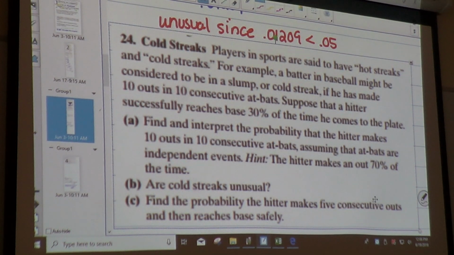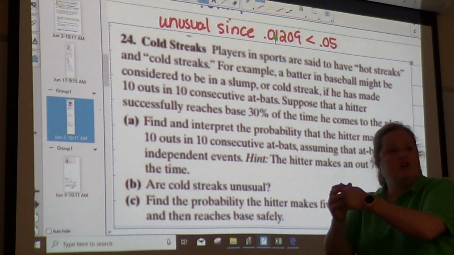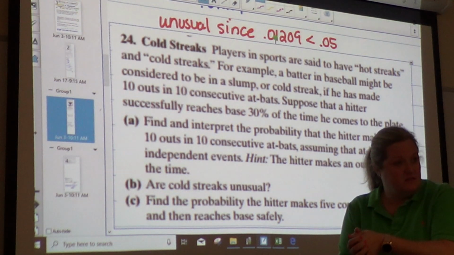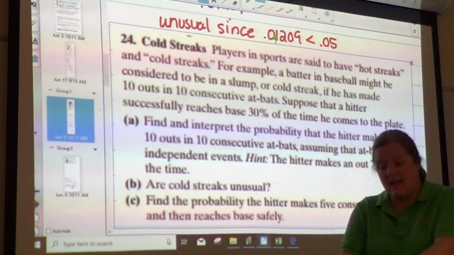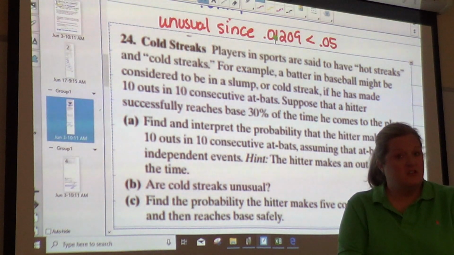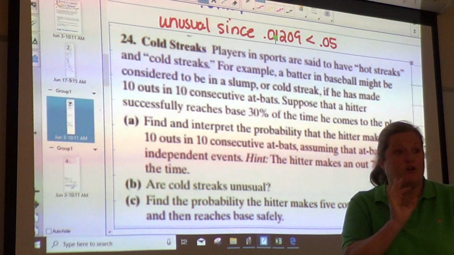Players in sports are said to have hot streaks and cold streaks. A batter in baseball may be considered in a slump or a cold streak if he has 10 outs in 10 consecutive at-bats. Now, for those of you who don't know about sports, if you walk up to the home plate, that's called an at-bat. You try to hit, and then you get out. So if you walk up 10 times and you get out 10 times, you suck at the moment. You are 0 for 10.